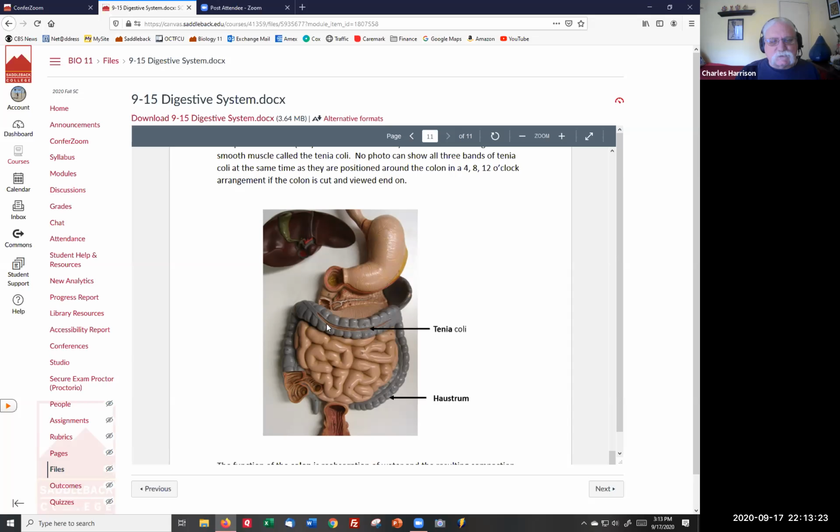In other words, this taeniae coli might contract. The next one doesn't contract for 10 minutes. The next one after that, 10 minutes after that, they keep going in sequence. And the uneven contraction causes the puckering and the formation of the haustra.